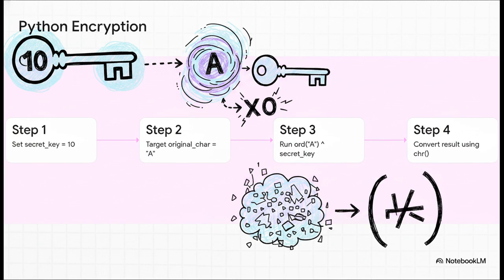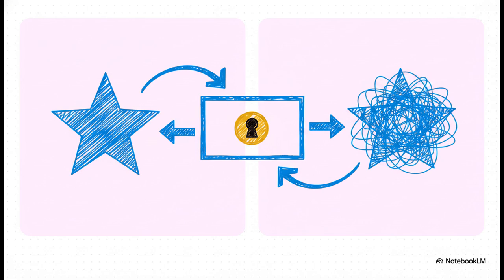This mathematically flips the bits of the letter A. Finally, we take that weird new number and wrap it up in our CHR function to turn it back into a character. The result? A completely strange, hidden ciphertext that looks absolutely nothing like the letter A. But notice the brilliant reversibility here. Just look at this comparison.